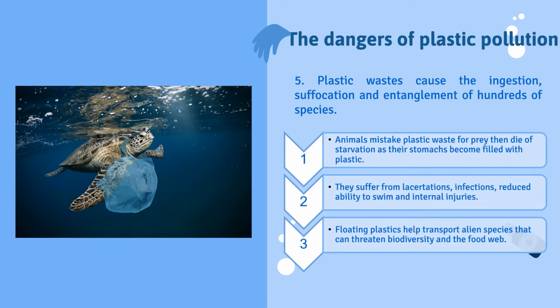Animals mistake plastic waste for prey, then die of starvation as their stomachs are full of plastic. Plastics are also the reason why animals suffer from lacerations, infections, reduced ability to swim, and internal injuries, which in most cases can lead to death. Floating plastics also help transport alien species that can threaten biodiversity and the food web of native species.